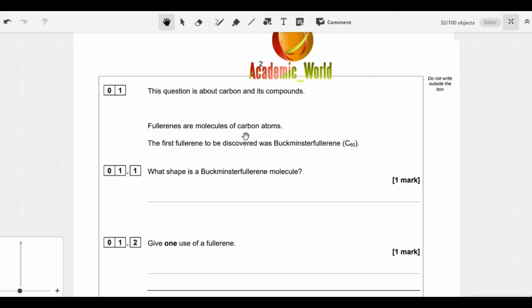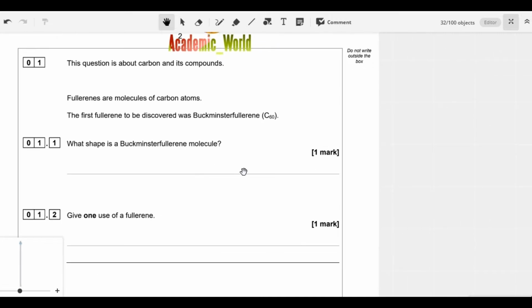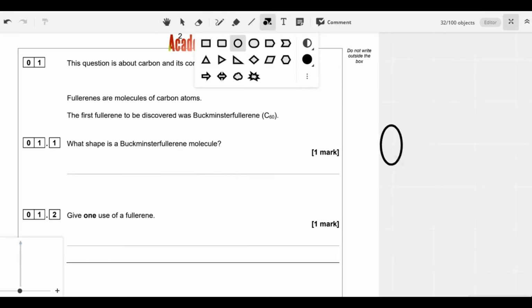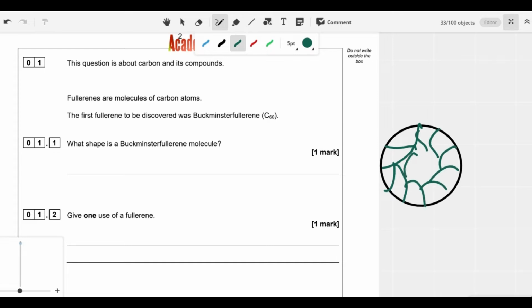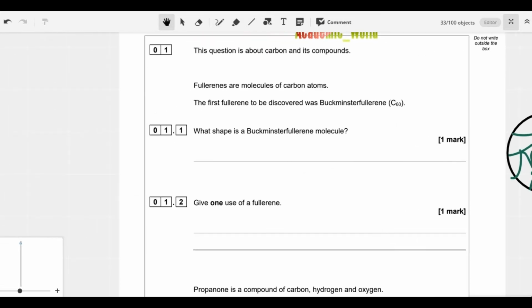Fullerenes are molecules of carbon atoms. The first fullerene to be discovered was Buckminster fullerene, that is C60. What shape is the Buckminster fullerene molecule? Remember that the fullerene molecule is a spherical or ball shape, just like the shape of a football. So here you have to write spherical.